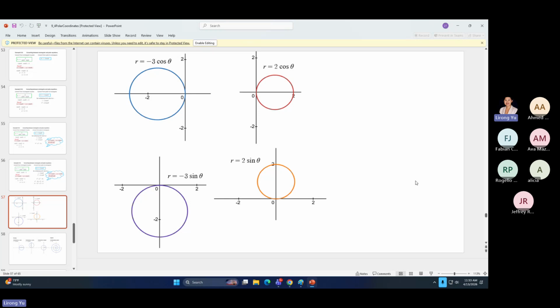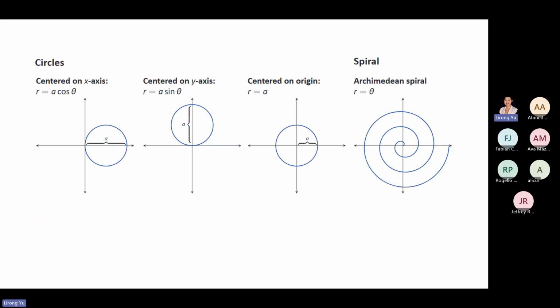The number we multiply tends to affect the size of the circle. For example, 2 times cosine theta, the 2 is the diameter, the radius is 1. If it's negative 3 cosine theta, the 3 is the diameter. The negative 3 only indicates the direction. So basically, cosine follows the x value, the sine follows the y value, positive, negative. Are we okay? All right, so this is just to illustrate some of the common polar curves.